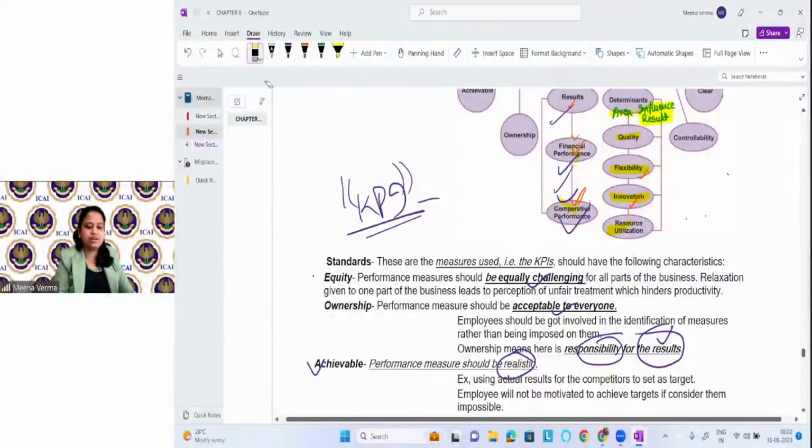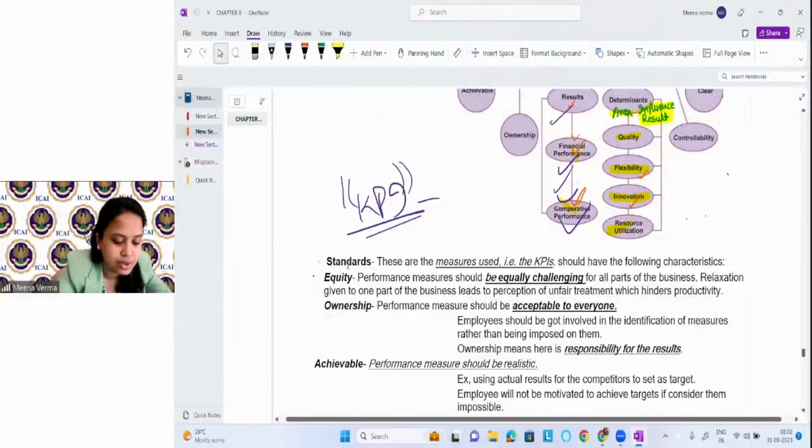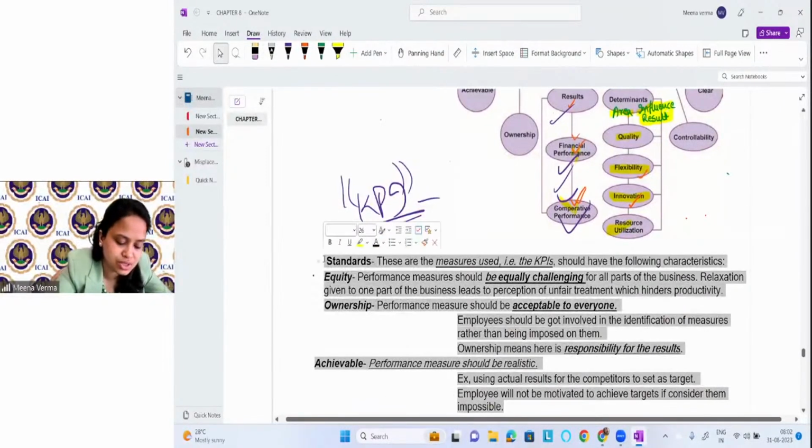So these are the standards. Equally challenging to everyone. It should be acceptable by everyone. The responsibility to achieve the result is the responsibility of everyone in the organization, and it should be achievable. The result should be achievable, or it should be realistic. It should not be impossible results, right?